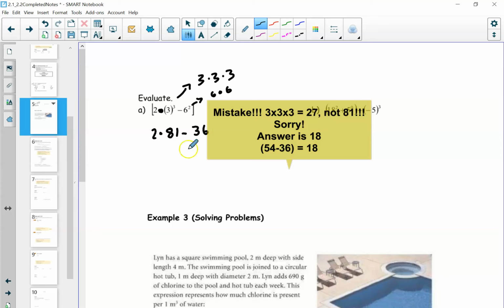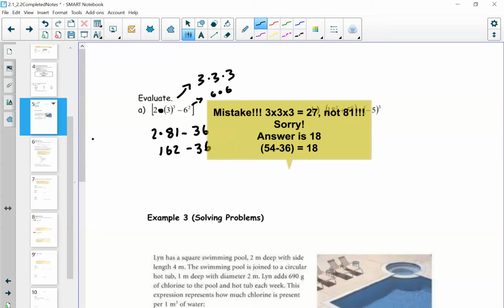Right? Now we have to deal with either multiplication or subtraction. BEDMAS says do the multiplication first, all right? So 2 times 81 is 162. So we're at 162 minus 36.